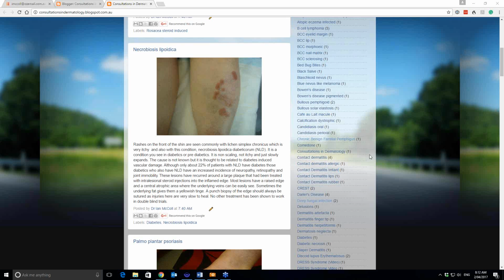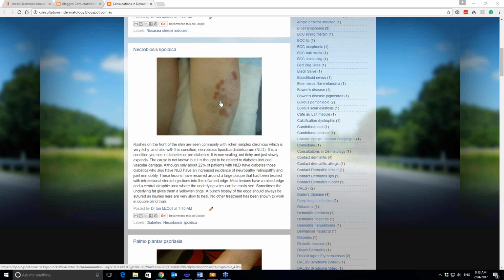We're going to have a little look today at the condition Necrobiosis lipoidica. It's not a common disorder. It classically occurs in the front of the shins like this. It's usually a red, non-scaly disease, and it's often seen in diabetics or in people who are pre-diabetic, but it's the location of the rash. It often looks slightly orangey like this, often a slight yellowish tinge, in fact, in the center.